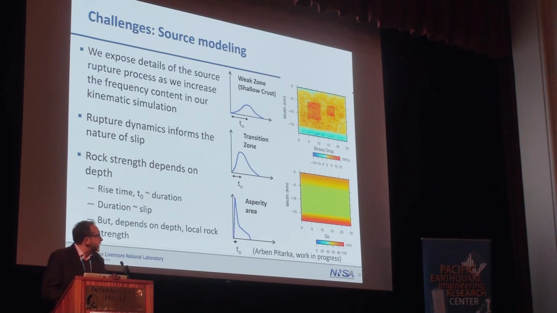My colleague Arvind Pitarka, next door at my office in Livermore, is doing rupture dynamics, and this is informing some of what we know about earthquake rupture dynamics and tying that to observations. We find that there's longer duration slip in the shallow crust because of weaker confining stresses and weaker materials. The duration gets shorter for a given slip as we go down into the earth, and in an asperity we can have very large short duration pulses which then control the high frequency at depth.